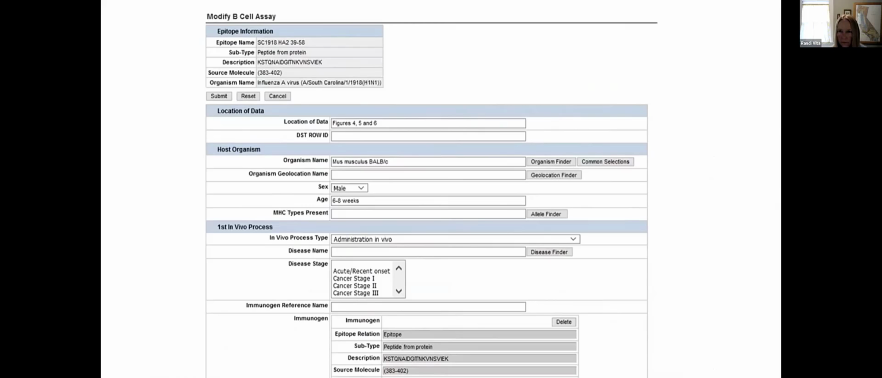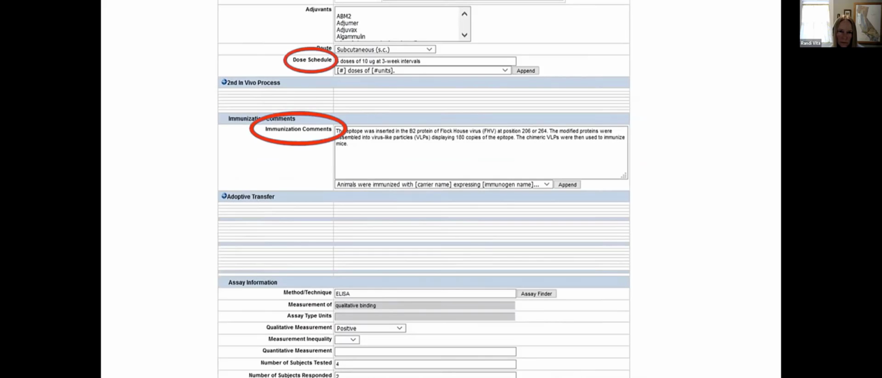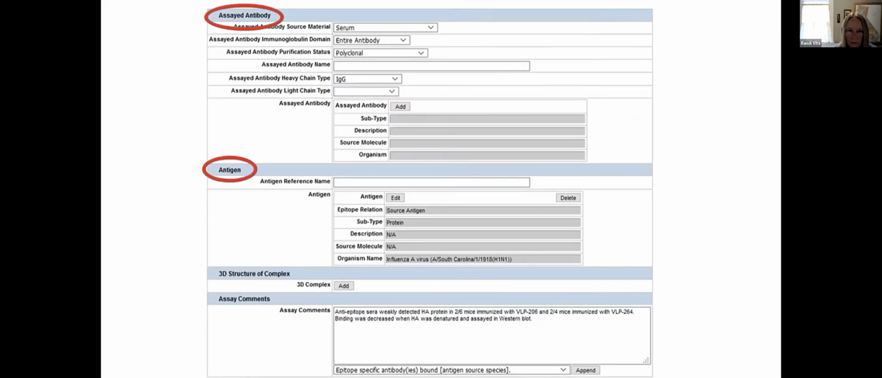Once an epitope has been added, details summarizing the assays in which the epitope reactivity are tested are captured. In this case, a B-cell assay is used to capture antibody reactivity by ELISA. The assay details fields follow the temporal flow of the experiment, beginning with the host and immunization details, including the immunogen, the dose, and additional details, followed by the type of assay utilized, the assayed antibody, and the antigen used to elicit the response in the assay.